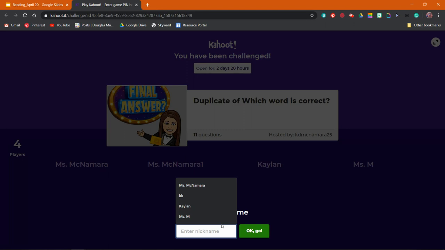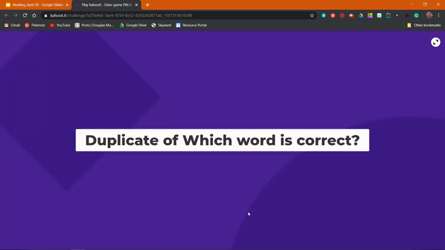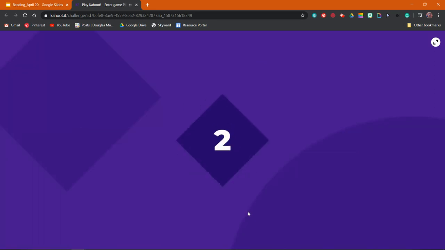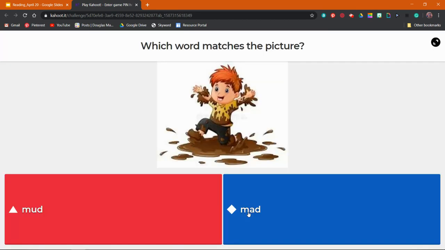As you can see, we have practiced many times. So every time you go in, you have to use a different name. So I'm going to put my name in a little differently this time. All right, so I joined the game because I put my name in. And it says, which word matches the picture? So in this picture, I'm looking at this brown stuff down here that the little boy is in. What is that stuff called?